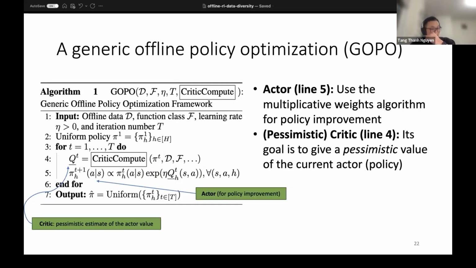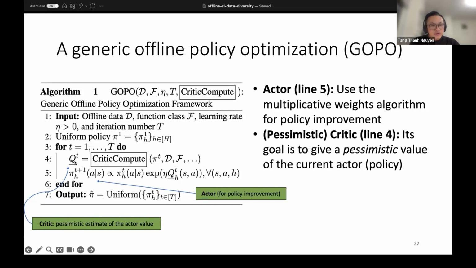The generic algorithmic framework is unified in this one. We call it generic offline policy optimization, or GOPO for short. This algorithm is nothing but actor-critic; it is very similar to the actor-critic framework.